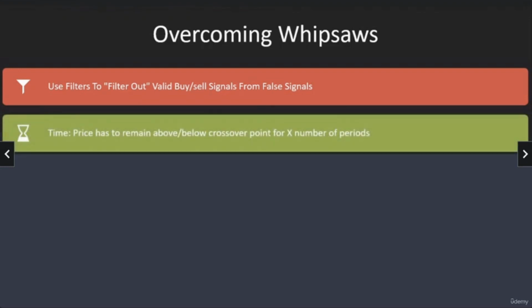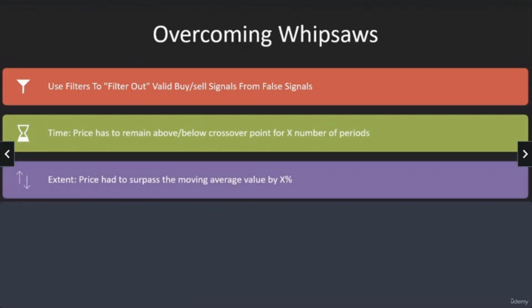One is time. You can have a time rule that says the price has to remain above or below a crossover point for a certain number of periods. And you can decide, 2 periods, 3, 4, whatever it might be. So you're not trading as frequently, because you've put in a rule that says, okay, I've crossed the line, but I'm still going to wait 2 days to make sure we don't have a whipsaw here. That's the idea of a time rule or time filter.